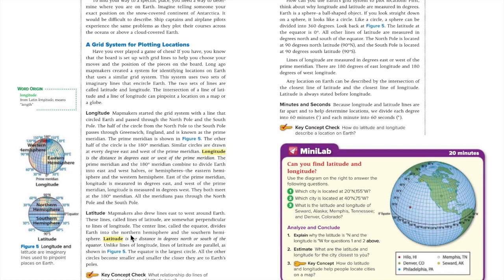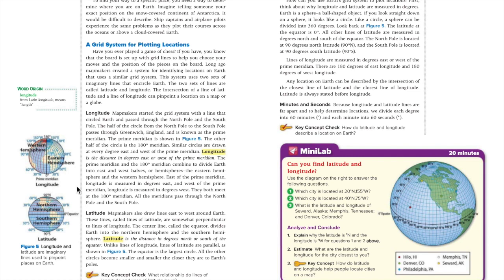All the other lines of latitude are measured in degrees north and south. The North Pole is 90 degrees, and the South Pole is 90 degrees, okay? So lines of longitude are measured in degrees east or west of the prime meridian. Remember, they go up and down, but left is western, right is eastern. And these are 180 degrees, okay? So if you look here, the prime meridian is 0 degrees and the 180-degree meridian is at the opposite side, okay?